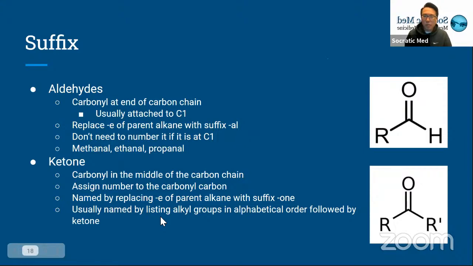And so ketones will have alkyl groups attached on either side of the carbonyl carbon, and you have to list those also. So you usually list the alkyl groups in alphabetical order, followed by ketone. So if it has an ethyl and a methyl attached to it, you have to specify that in the name and then just add ketone as a suffix.